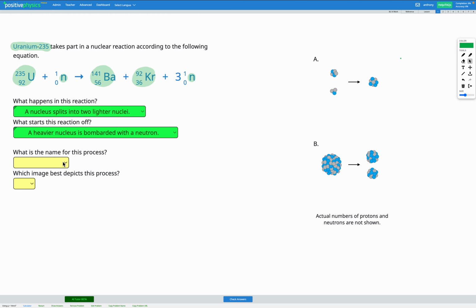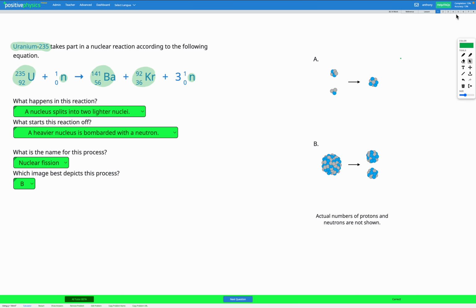What is our name for this process? So fission is when something big splits up into 2 smaller nuclei. Nuclear fusion is when 2 smaller nuclei combine to form a bigger one. So this is going to be fission because it's splitting up our big uranium nucleus to form 2 smaller ones. In terms of the image that best describes this process, we've got a big nucleus getting split in 2. That's shown in image B here. So the answer is going to be B.